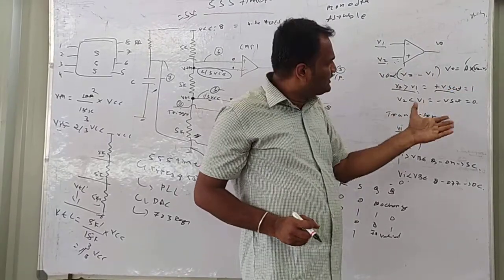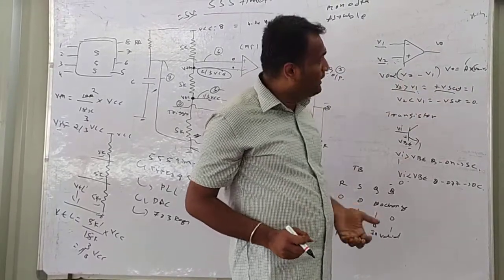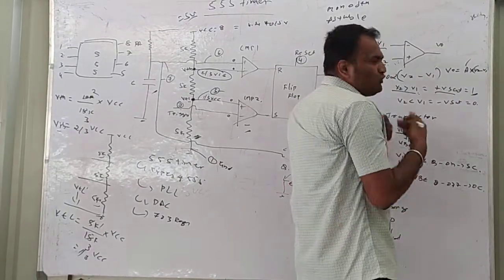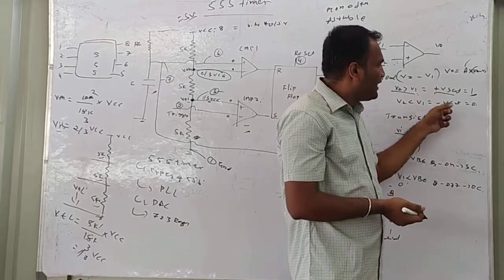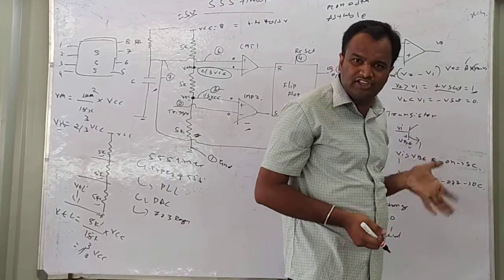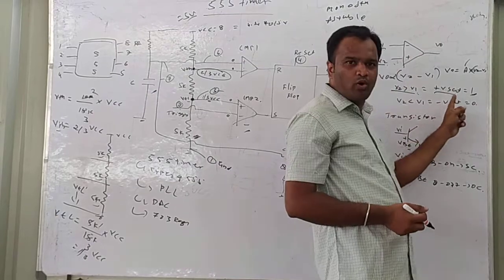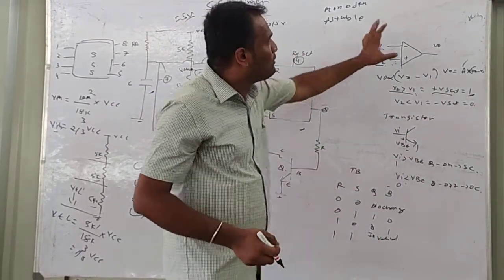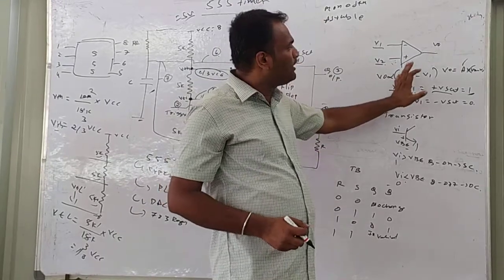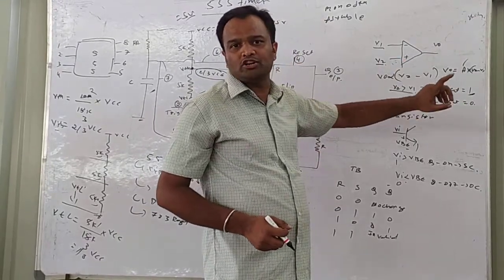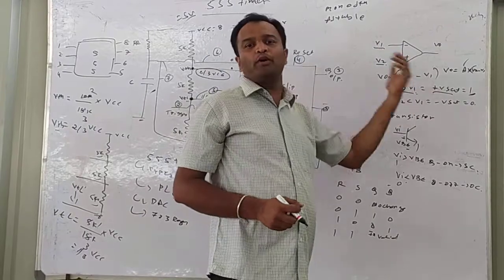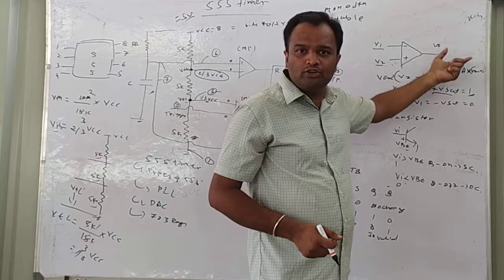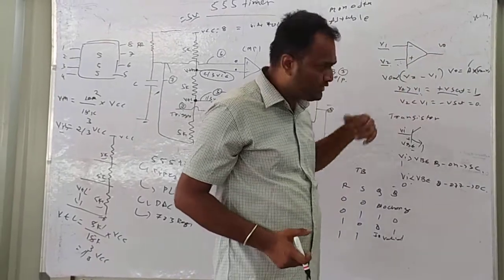In binary, in digital logic, it is represented as follows: plus VSAT is represented as 1 and minus VSAT is represented as 0. You should remember this point. It is a very, very important point. Okay, so this is all about the comparator. In a comparator, we are operating in an open loop configuration. Whenever you operate an op-amp in an open loop configuration, it will saturate. Depending upon the input, it will give positive saturation or negative saturation.